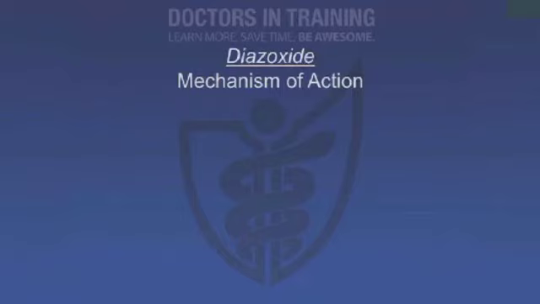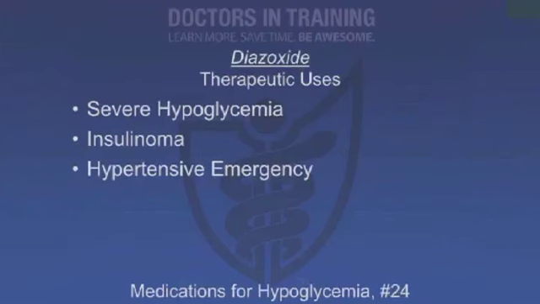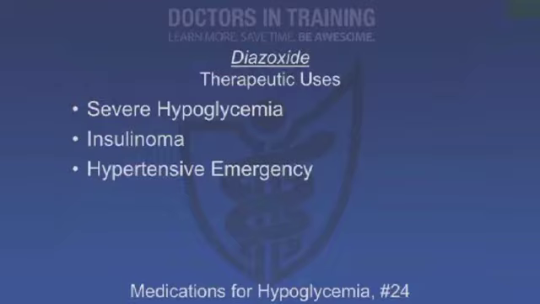The second drug to talk about is diazoxide, which has a very different mechanism of action. Diazoxide opens potassium channels. It's a thiazide, but it's not a diuretic. It opens potassium channels, and that leads to hyperpolarization of the cells, and therefore it inhibits insulin release from the beta cells. So diazoxide can be used for a couple of different things. It can be used for the emergency treatment of severe hypoglycemia. It can be used for patients with insulinoma, which is an insulin-secreting tumor. So these patients will have high levels of insulin and get low blood sugar, so you treat them with diazoxide to suppress insulin secretion.